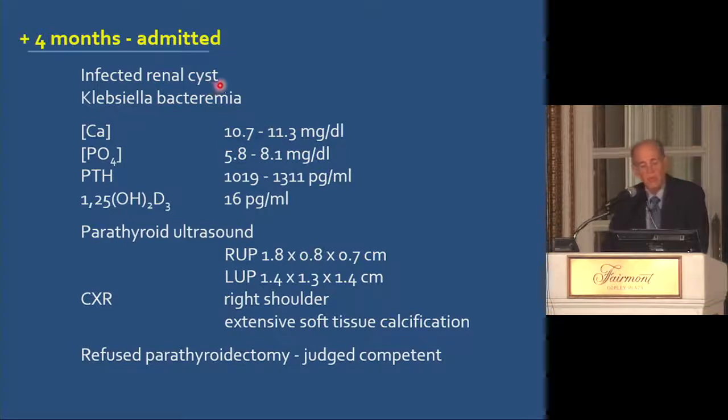He's admitted with a renal cyst with Klebsiella, calcium's high, phosphorus is high, PTH over 1,000, 125D. I don't know why it was measured. I guess in hypercalcemic patients you probably want to measure it. Got a parathyroid ultrasound. They found 2 glands on ultrasound, but he had calcification.